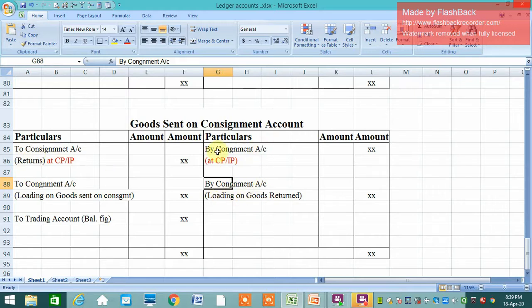See, I'm repeating. On the credit side here, goods are sent by the consignor to the consignee by goods sent on consignment account. The second effect, or you can say loading, is on the debit side, and these are the returns on the debit side. Loading of the same is on the credit side. Then you have to close this account and transfer the balance to trading account.